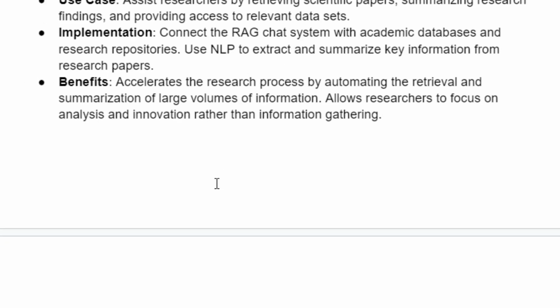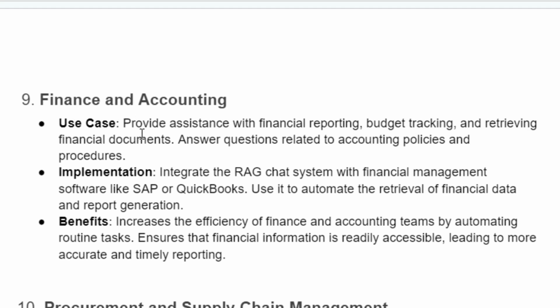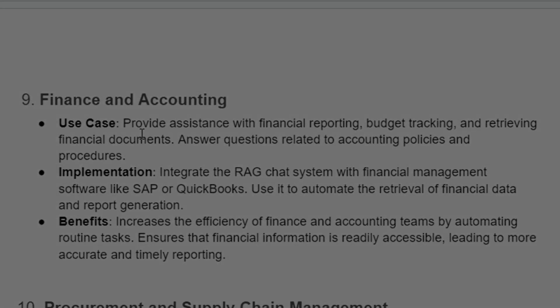Then we have the finance and accounting use case, where we provide assistance in generating financial reports, tracking budgets, retrieving financial documents and answering questions related to accounting policies and procedures, etc. One way we can implement this is a RAG system that integrates with software such as SAP or QuickBooks, and then use it to automate the retrieval of financial data and generate reports.